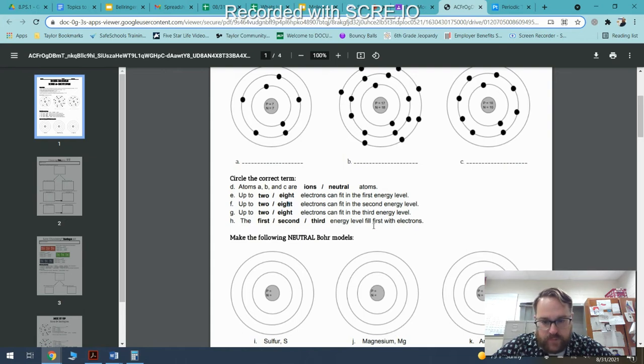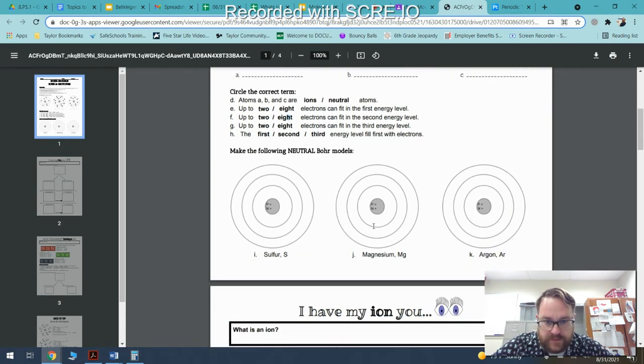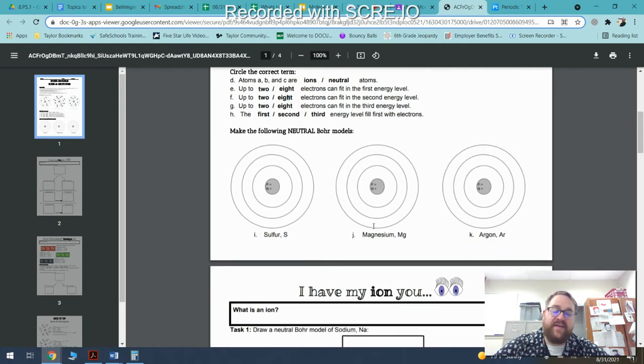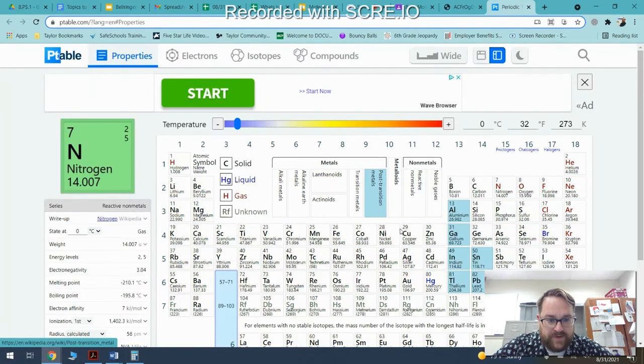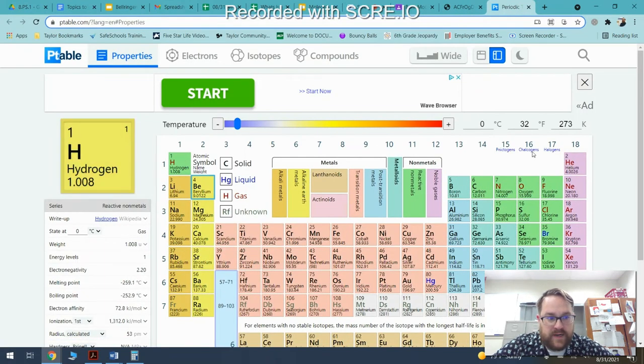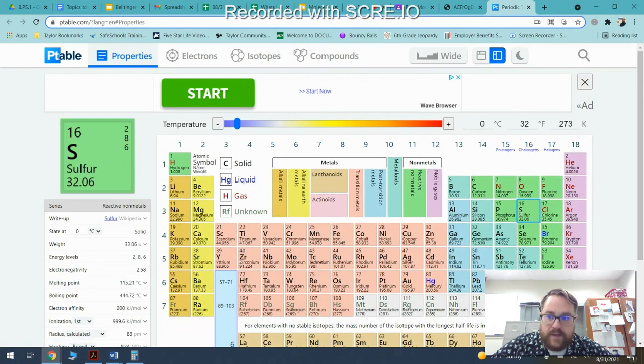Okay, down here you want to make neutral Bohr models. Neutral atoms, that means they have an equal number of protons and electrons. So you're going to find the atomic number for sulfur. Again, I'll just do one with you. The atomic number for sulfur. So kind of just go across until you find sulfur. Here it is. It has an atomic number of 16. That means it has 16 protons.